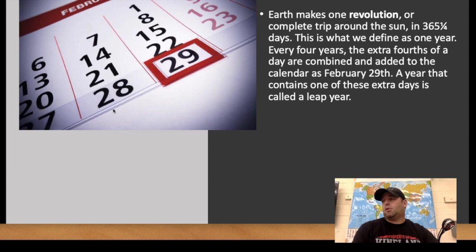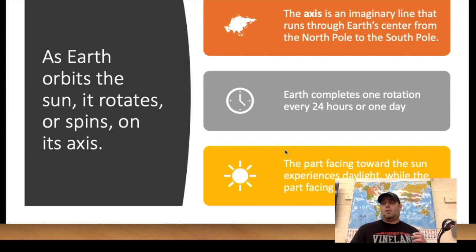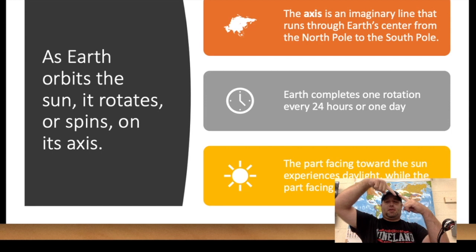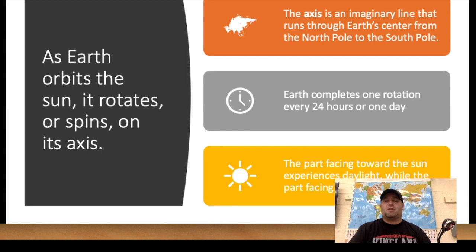All right, so let's move on here. All right. As Earth orbits the sun, it rotates or spins on its axis. Okay, an axis is what? It's an imaginary line that runs through the center of Earth from the North Pole to the South Pole. Okay, so I think of a globe, right? You guys have all seen a globe. It actually has a physical rod that's holding it from north to south, right? Okay, that acts as an axis for a globe. It's the same thing when we're talking about the real planet. There's just an imaginary axis, okay?